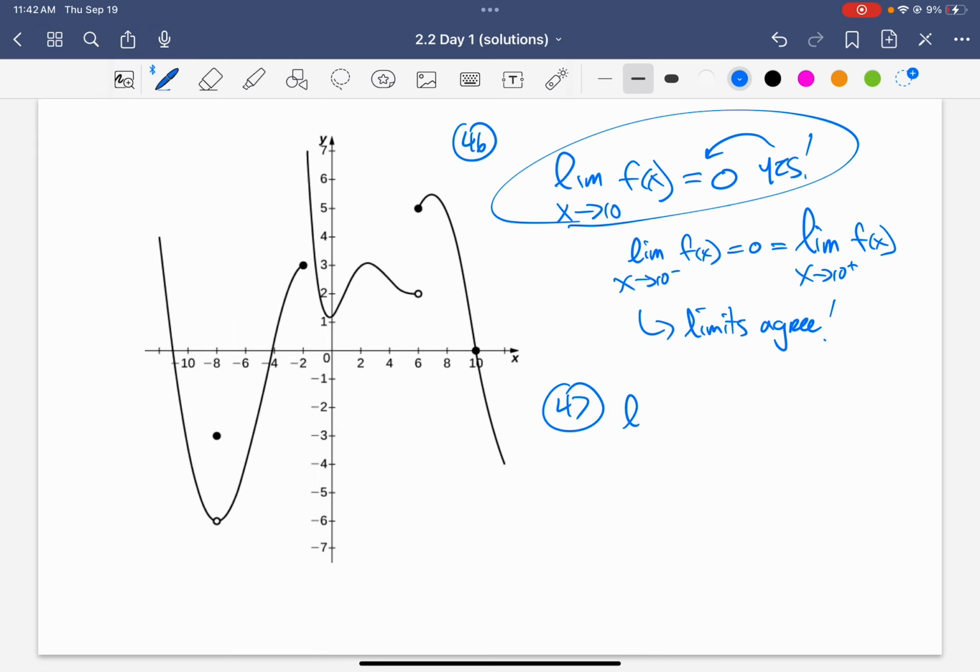Number 47 says the limit as x goes to -2 from the right is 3. As you go to -2 from the right, as the inputs walk in from the right, from this side, it looks like from the right it explodes up, so this would be false. The limit as x goes to -2 from the right of f of x is actually equal to positive infinity because it grows without bound.